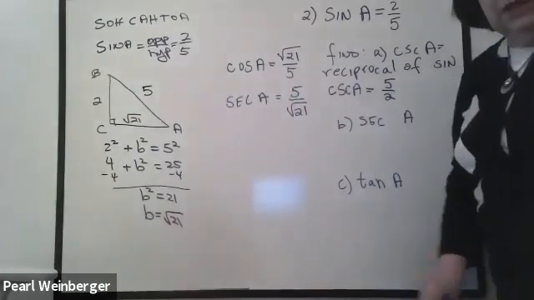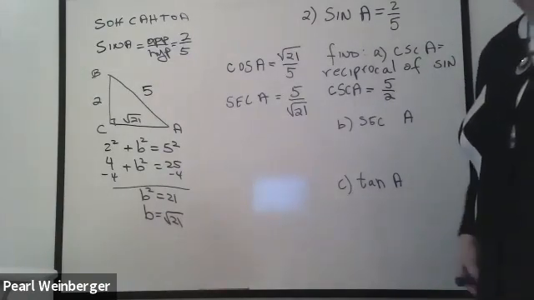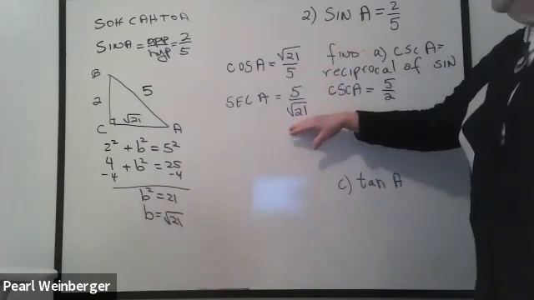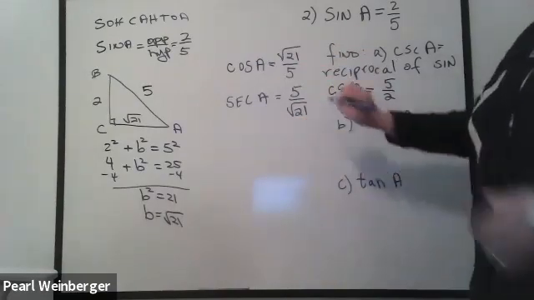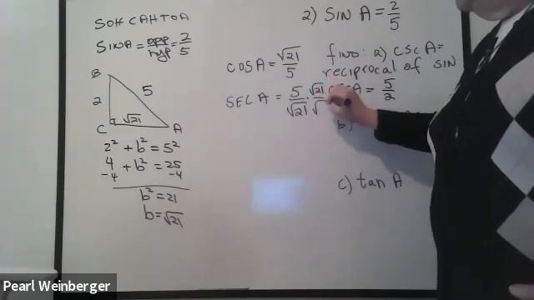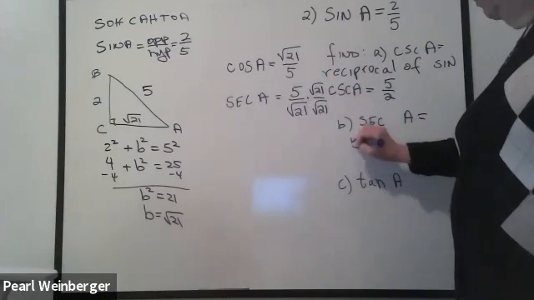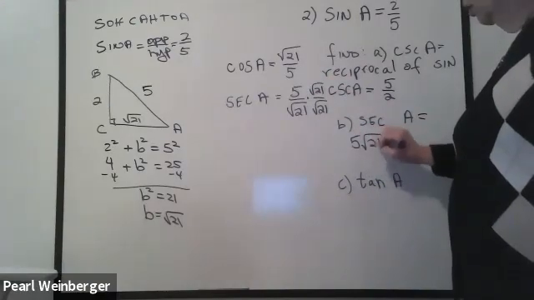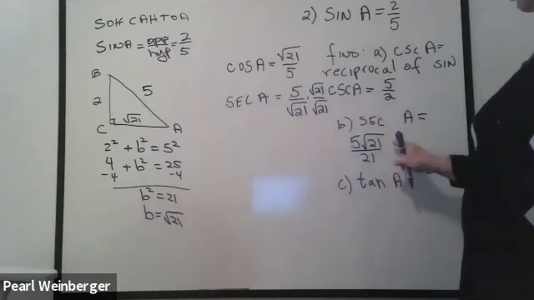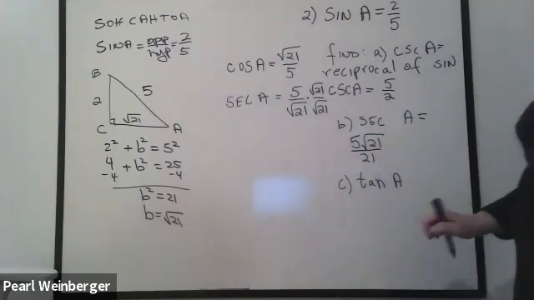Except you're not going to see this answer, 5 over radical 21, because in these types of questions they want you to make sure that you only have radicals in the numerator, that your denominator is rationalized. So in that case, we're going to multiply by radical 21 over radical 21, which will give me as my final answer 5 radical 21 over 21, since radical 21 times radical 21 is simply 21. So the answer to part B is 5 radical 21 over 21.